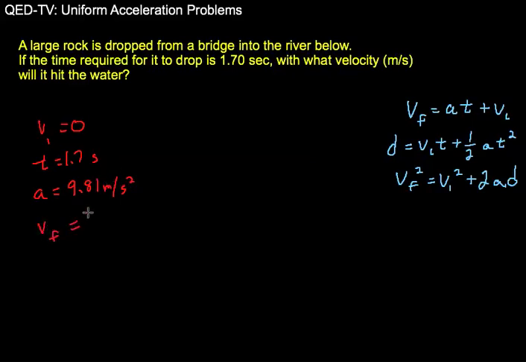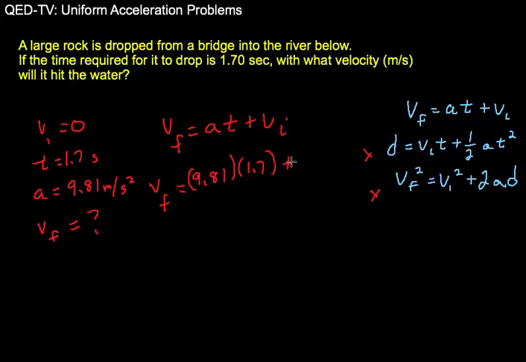Final velocity is what? So you'll notice we have no d's in this equation, so we can't use this one or this one. This one, we're trying to figure out final velocity. We have a, we have t, and we have vi. So this is going to be a really easy problem. It's already set up for us. Vf equals at plus vi. So Vf would equal a, which is 9.81, times the time, which is 1.7, plus the initial velocity, which is 0. So it really gets easy.